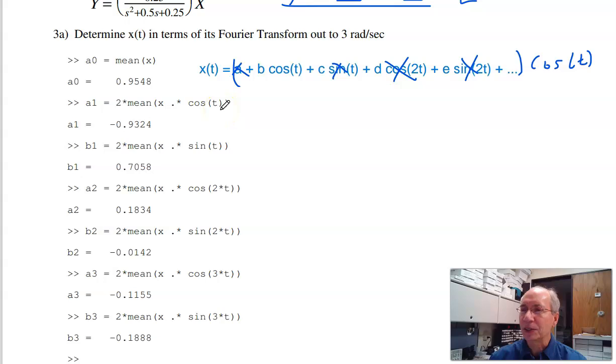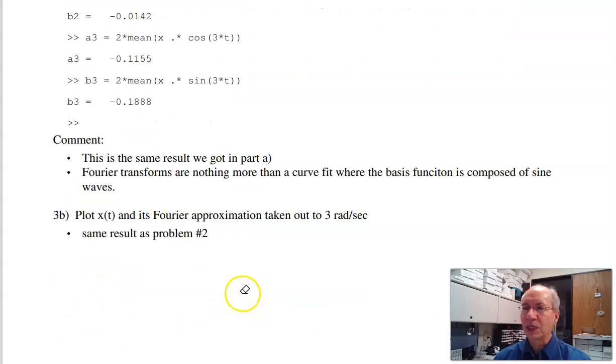There's the cosine term. Likewise, multiply by sine, I pull off this term, times a half. Cosine 2t, sine 2t, and so on. This is another way of finding exactly the same answer. So problem 3 is identical to problem number 2, just a different way of doing it. The thing to note is when you do a Fourier series expansion, expanding in terms of sine waves, it's just curve fitting. I've got a bunch of data. I don't like the form of it, so let's do a curve fit. Curve fit with a bunch of sine waves. So again, not a whole lot different than problem number 2.